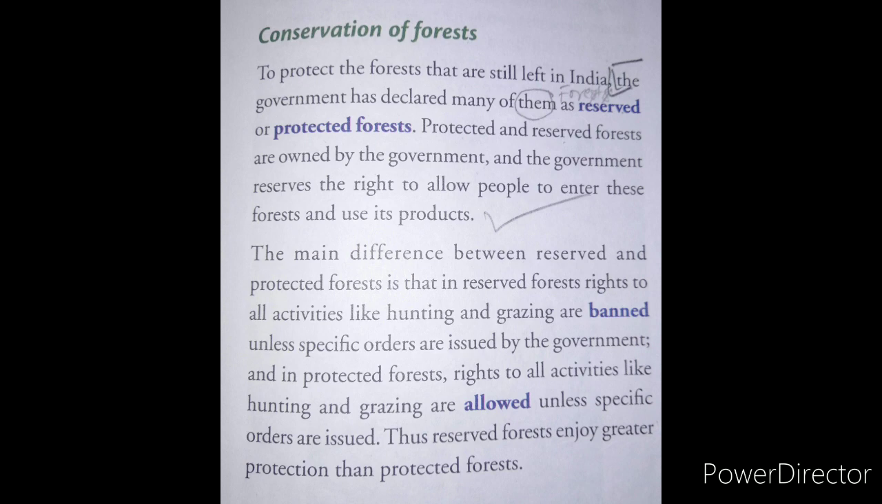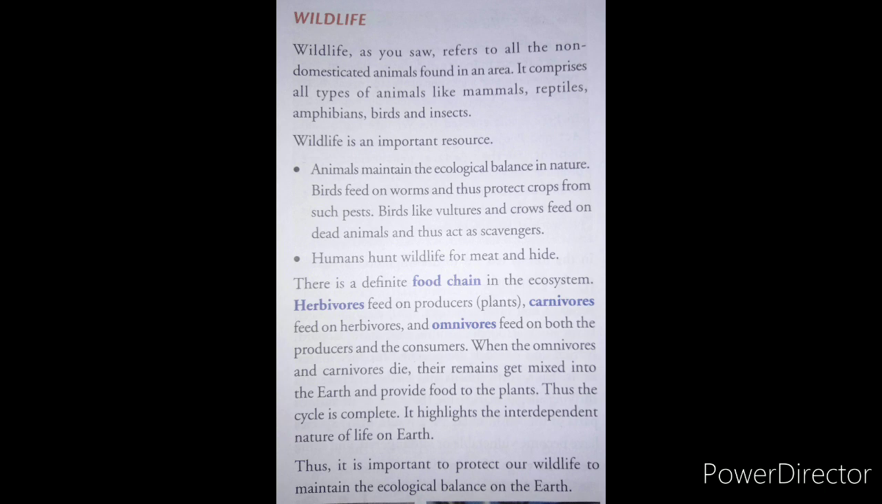Now let us move on to understand wildlife. Wildlife refers to all the non-domesticated animals found in an area. So basically, where non-domesticated animals are found, it is generally known as wildlife. It comprises all types of animals: mammals, reptiles, amphibians, birds and insects. I don't have to tell you what exactly mammals, reptiles, amphibians, birds and insects are, because you are all very smart students.